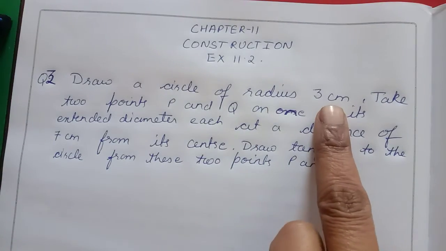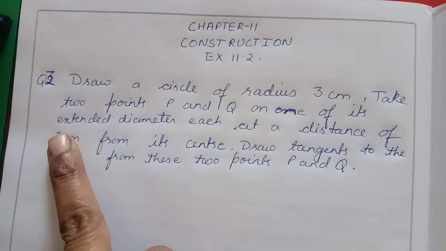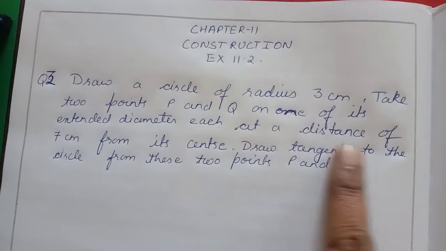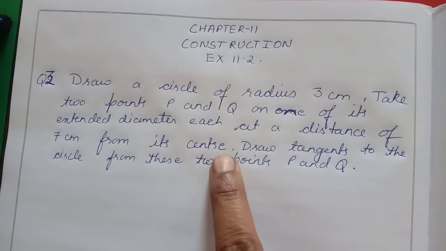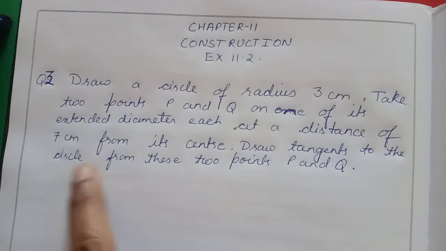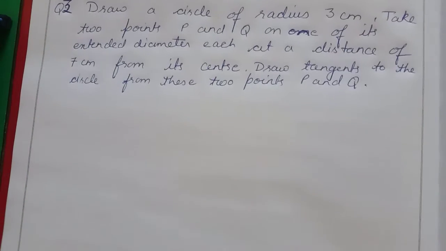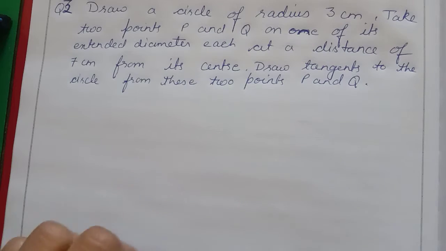Draw a circle of radius 3 centimeter. Take 2 points P and Q on one of its extended diameter, each at a distance of 7 centimeter from its center. Draw tangent to the circle from these 2 points P and Q. So we will go as per the instruction.